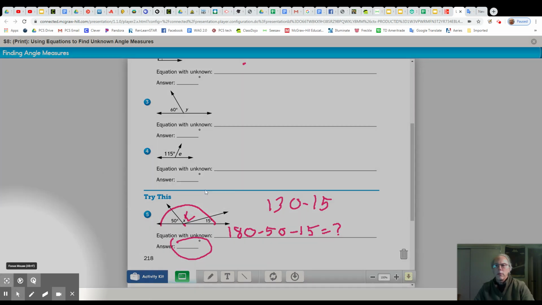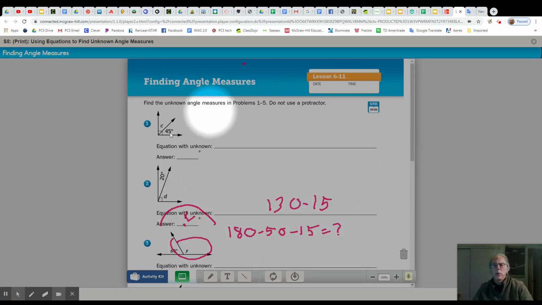You're going to be finding the missing angles. So you're going to write the equation, 90 minus something equals that, however you want to do it. And then you put your answer right there.